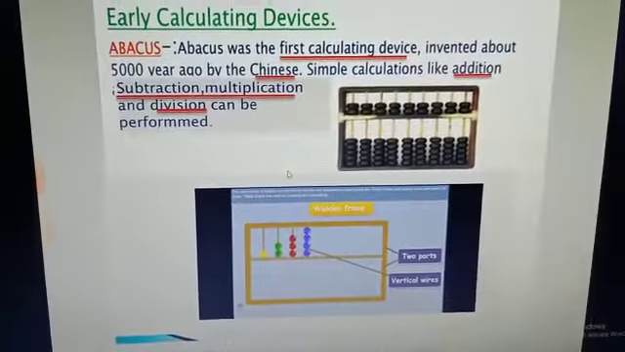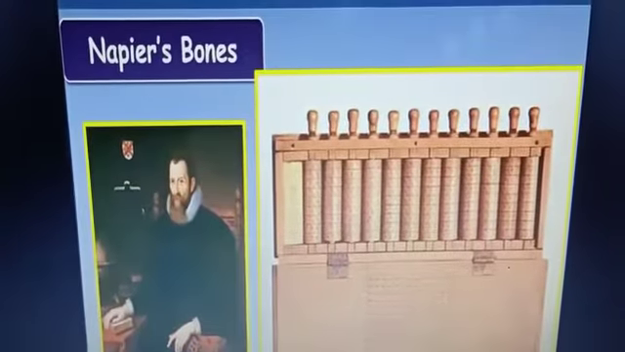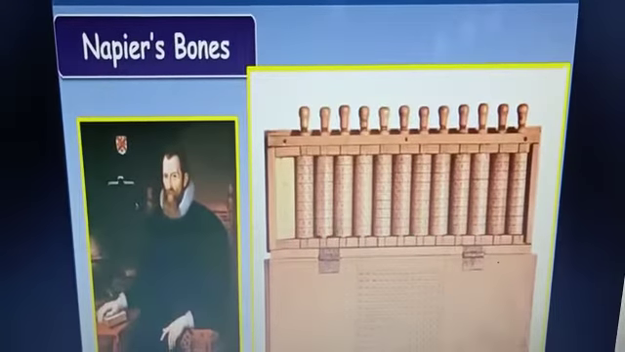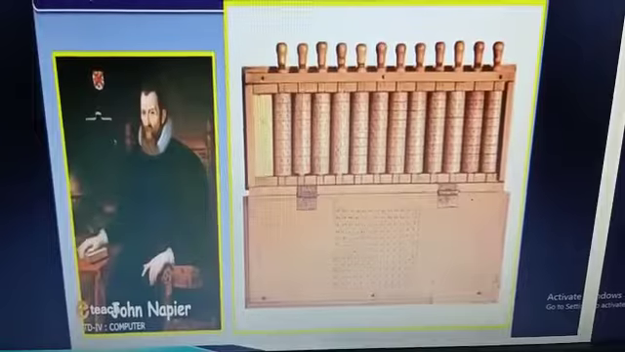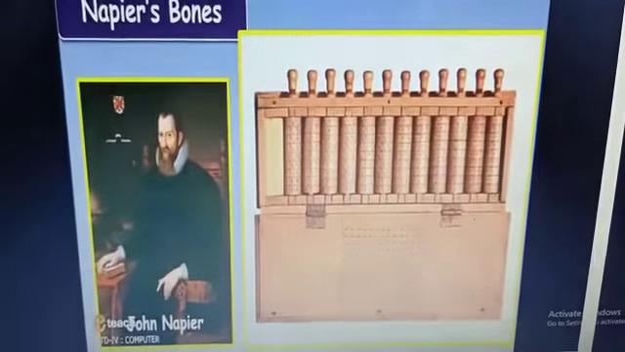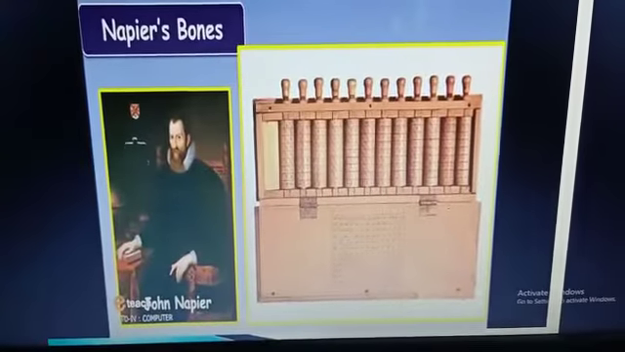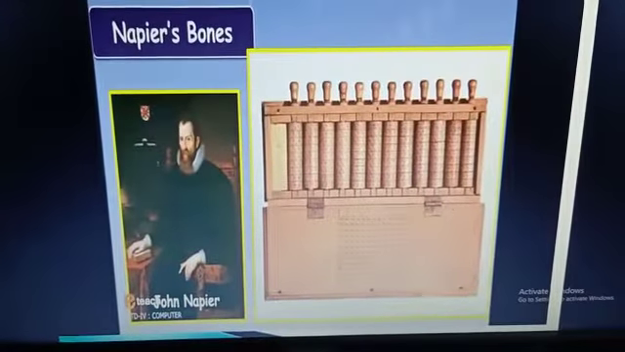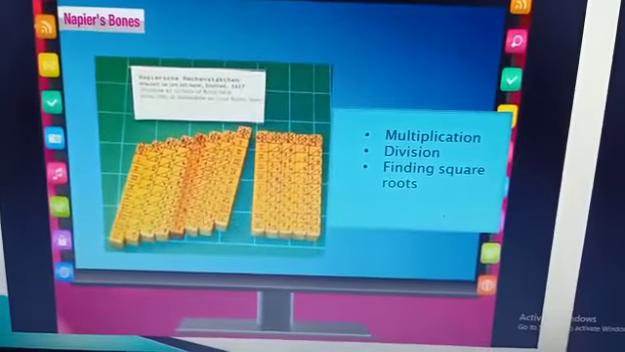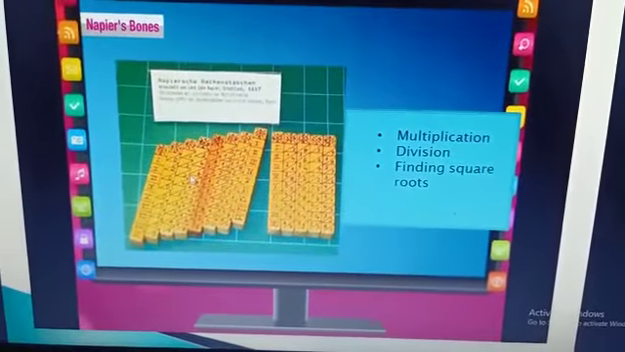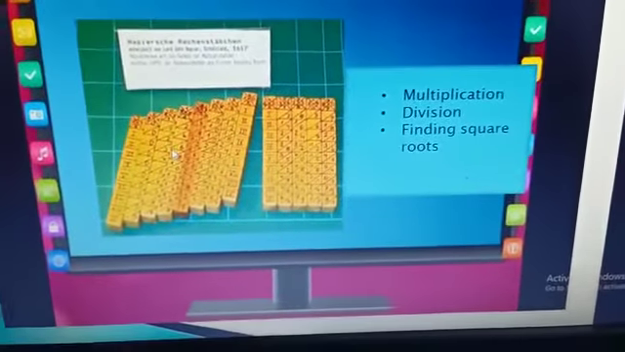Now we are moving to the next calculating device called Napier's bones. This is a picture of John Napier. He only invented this device. So this device was named Napier's bones after him. Understood? So I'll show you one more picture. See, these are also Napier's bones. Can you see this? Yes. What's the peculiarity of Napier's bones?